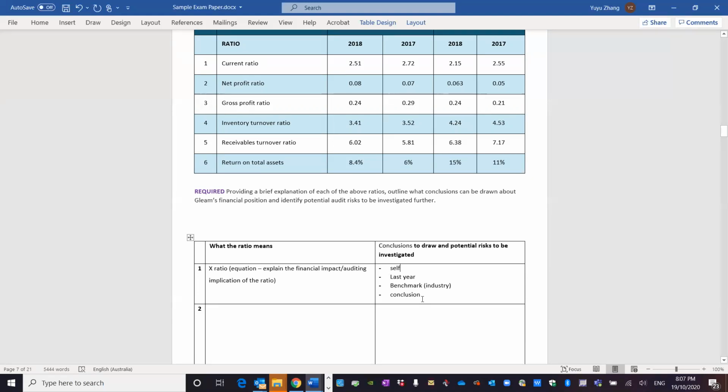So what is the implication for the auditor? The auditor needs to identify why there is a deteriorating current ratio by inquiring of management, and also pay attention to reviewing the current and projected cash flow for potential liquidity issues. Okay. So that is an example.